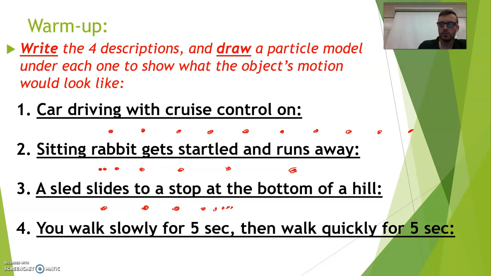All right? And then finally, you walk slowly for 5 seconds. So 1, 2, 3, 4, 5. And then walk quickly for 5 seconds. Yeet! 1, 2, 3, 4, 5. All right? So if you drew dot diagrams like that on the bottom, you're tracking with this dot diagram thing.